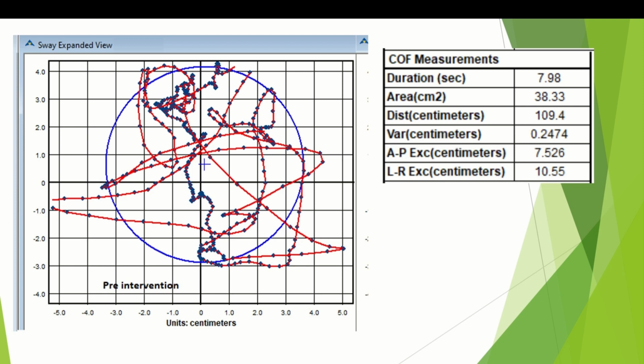And that measure occurred over 8 seconds, and you can see the distance in centimetres is written there as 109.4 centimetres. In a healthy population, we're looking to see about 10 to 12 centimetres.